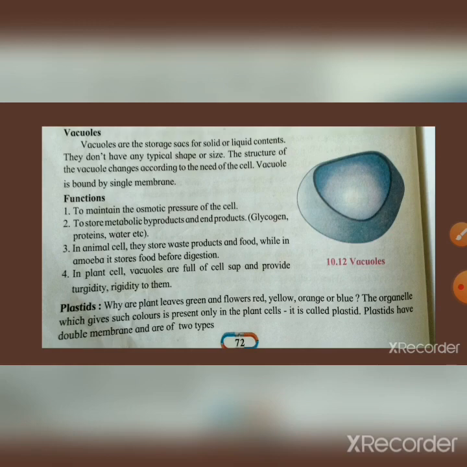Functions: first, to maintain the osmotic pressure of the cell. Second, to store metabolic byproducts and end products: glycogen, protein, water, etc. Third, in the animal cell, they store waste products and food, while in the amoeba, it stores the food before digestion. In plant cells, vacuoles are full of cell sap and provide turgidity and rigidity to them.